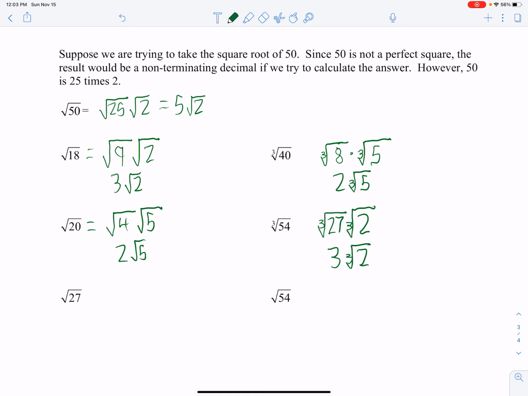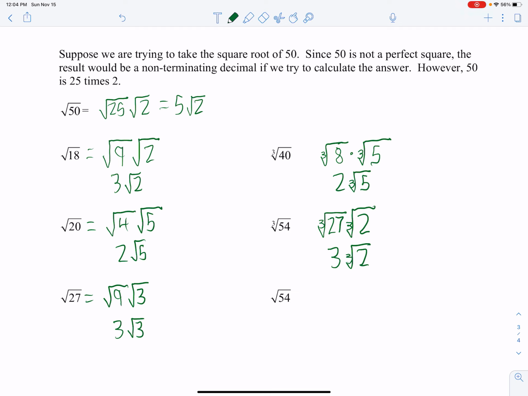So let's try a few more. The next one, the square root of 27. With square roots, we're breaking it up into square roots, and we have to think, what number can I take the square root of that goes into 27? And in this case, it's 9. 9 goes into 27 3 times. So we make it the square root of 9 times the square root of 3, and the square root of 9 is 3. So 3 square root of 3 is the answer.